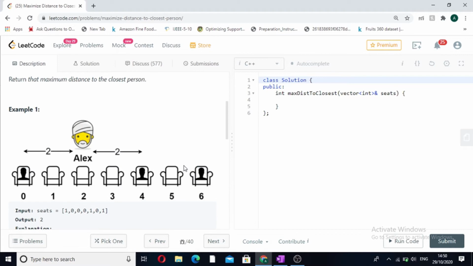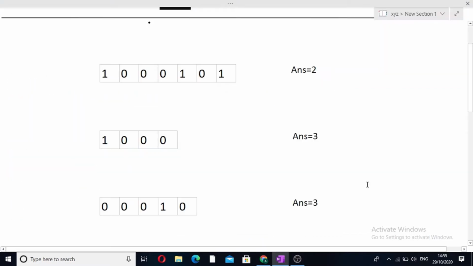Now let's understand the approach of this question. So now these are some examples in which you have to find the answer. In the first case, we can see that Alex will be sitting at this position, and the distance of this position from the nearest neighbor is 2. And in the second case, to maximize the distance, Alex has to sit at this position, so the distance from the nearest neighbor to Alex is 3.